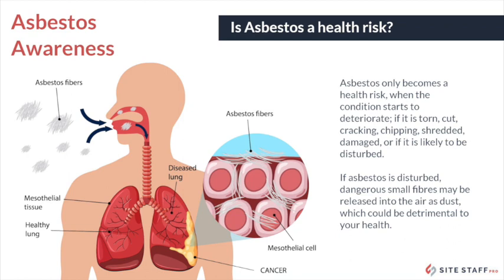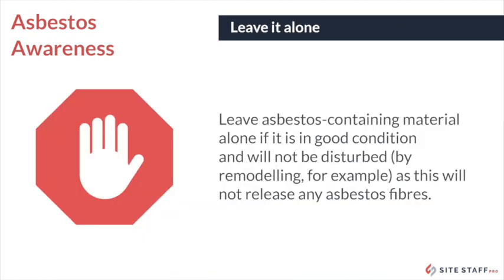Asbestos only becomes a health risk when the condition starts to deteriorate. If it's torn, cut, cracking, chipping, shredded, or damaged in any way, or if it's likely to be disturbed. If asbestos is disturbed, dangerous small fibers may be released into the air as dust, which could be detrimental to your health. Usually the best thing is to leave asbestos-containing materials alone, if it's in good condition and will not be disturbed by remodeling, for example, as this will not release any asbestos fibers.